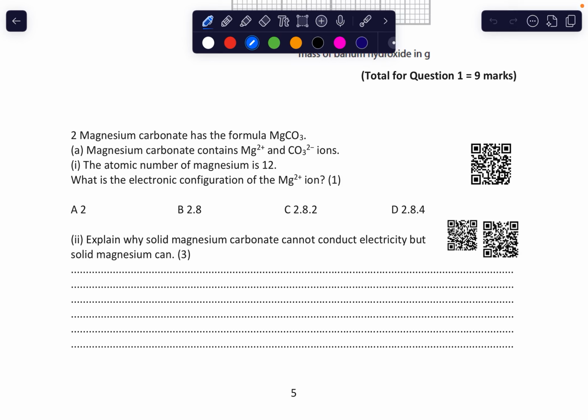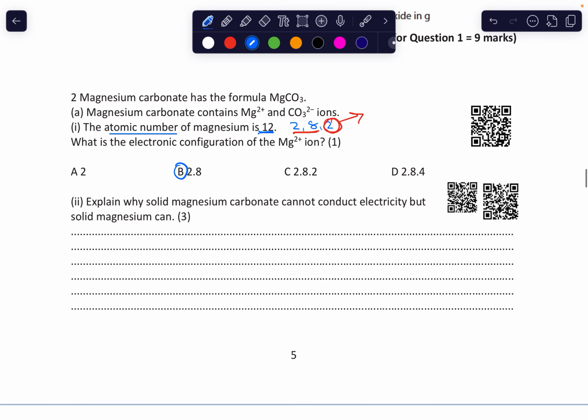So the way into this question, we're told that the atomic number for this magnesium is 12. So for the atom, that means the electrons are arranged as 2, 8, 2. Now we know that's not stable. So when this is going to form the ion, it's going to lose those 2 electrons, leaving me the 2, 8. So that means the answer here is option B.